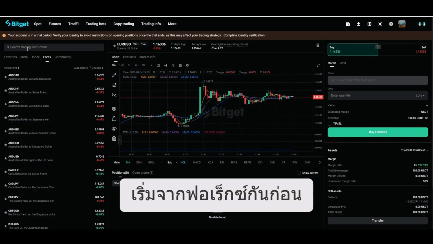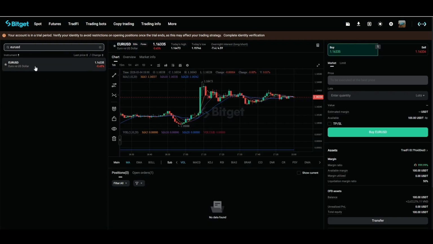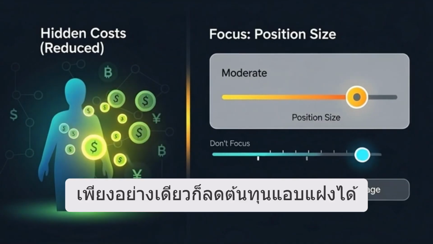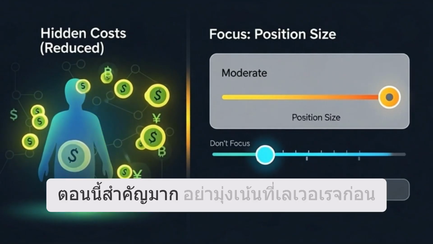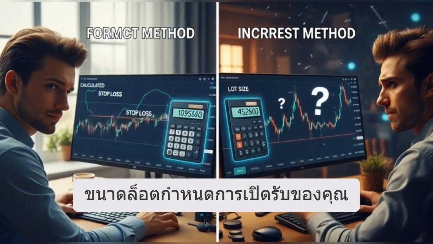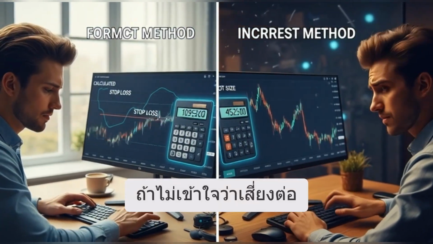Let's start with Forex. Choose a major pair like EUR/USD or GBP/USD. Major pairs have tighter spreads and better liquidity. That alone reduces hidden costs. Now this is important. Don't focus on leverage first. Focus on position size. Your lot size determines your exposure. If you don't understand how much you are risking per pip, you are gambling, not trading.